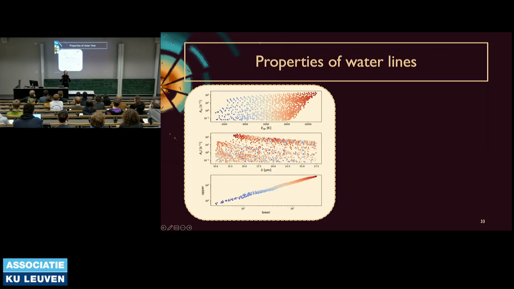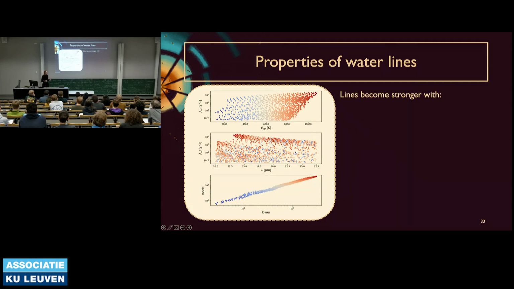So finally, the actual strength of these water lines is related to several properties. Each of these dots is an individual line in the spectrum. Here I'm showing the wavelength with the Einstein A coefficient, which essentially tells you how bright it's going to be. Here we also have the upper energies, which tells you if you're tracing a colder part or a hotter part of your disk. And then finally, we have the upper and lower levels.